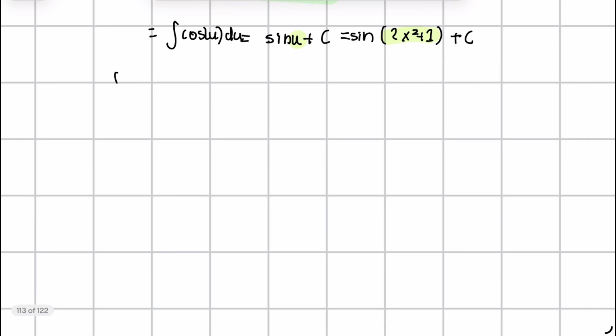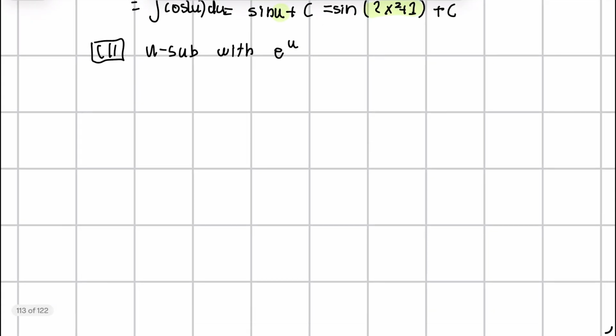So let's do a case 11 where we have u sub with e to the power of u, which basically means we see something that we want to make u that is in the exponent of e.